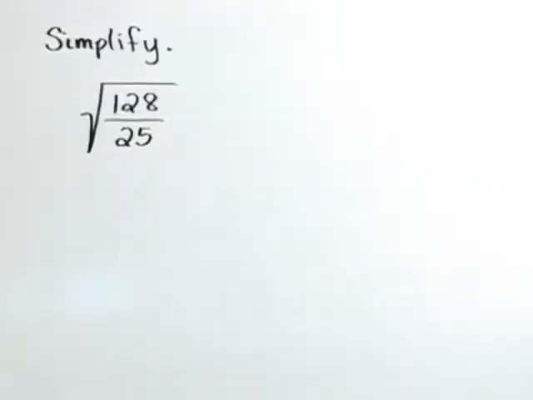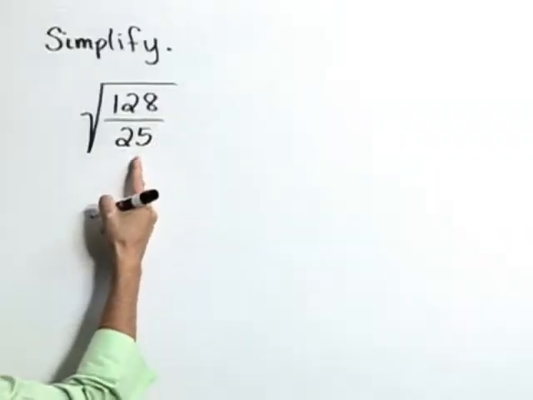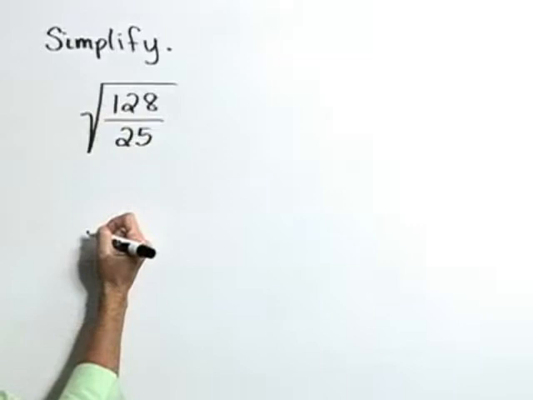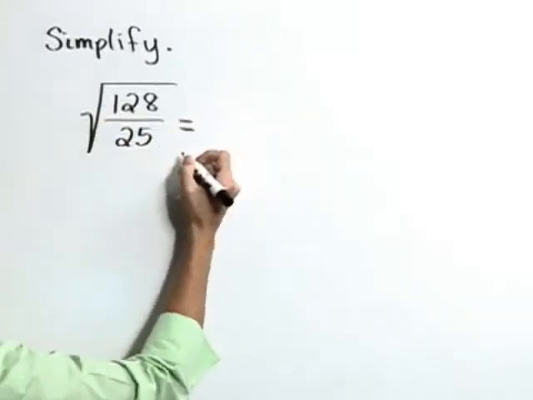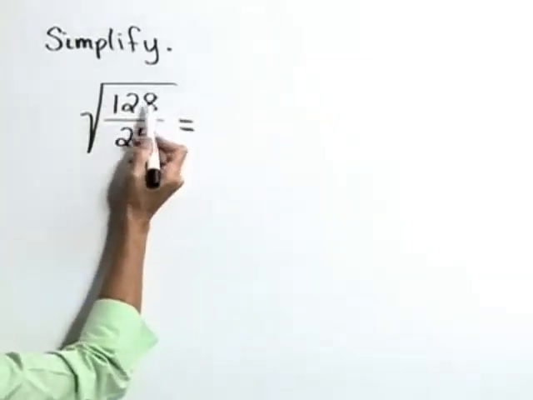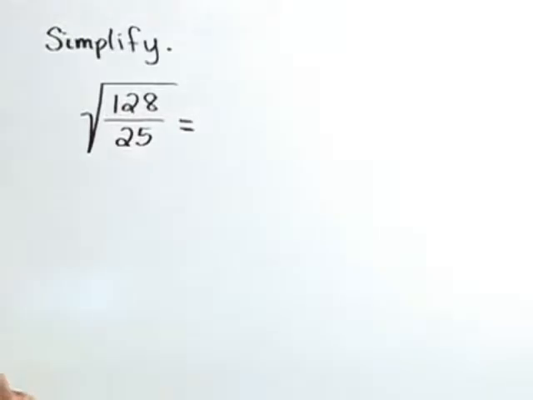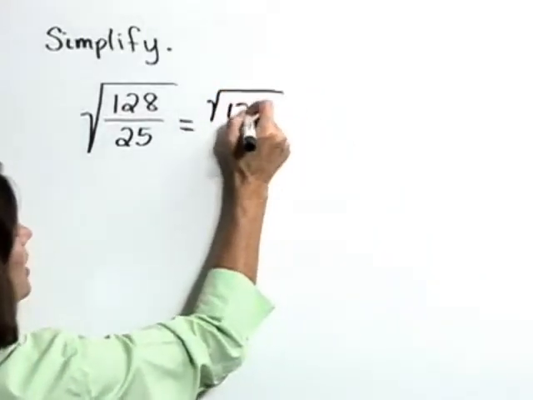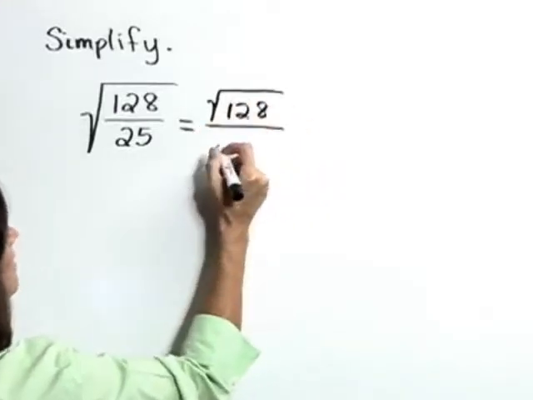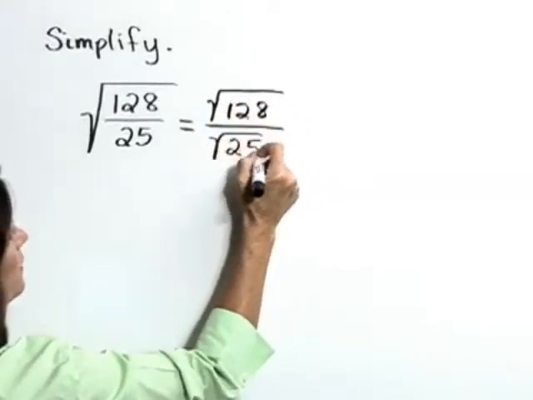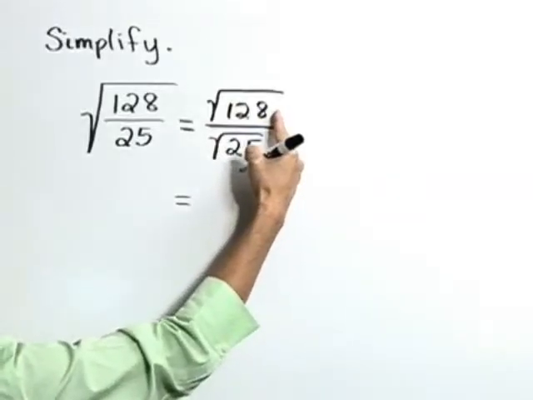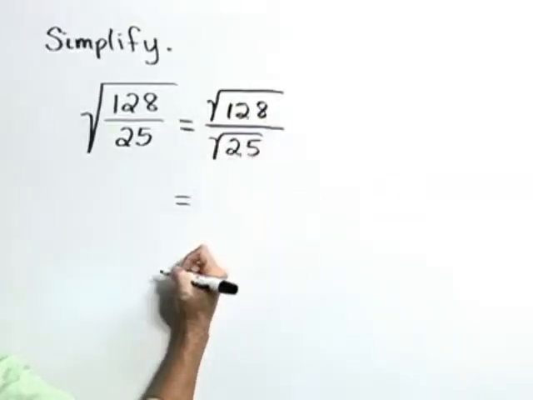Simplify the square root of 128 over 25. Well, to simplify, we want to pull as much out of that square root radical as possible. So let's think about some perfect square factors for our numerator and denominator. And as we do this, we can separate that numerator and denominator and think of them as separate pieces, if we'd like. Our perfect square factor of 128 is 64.